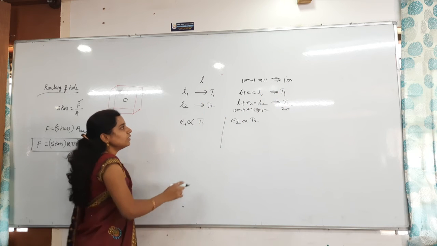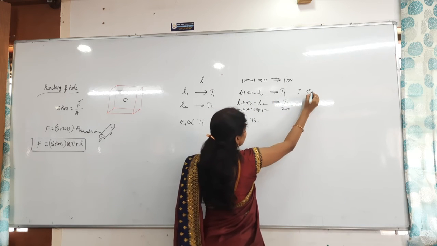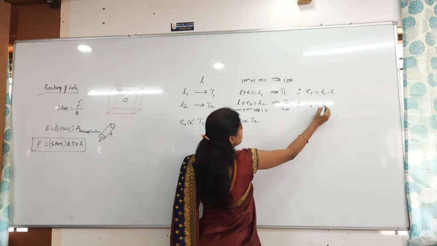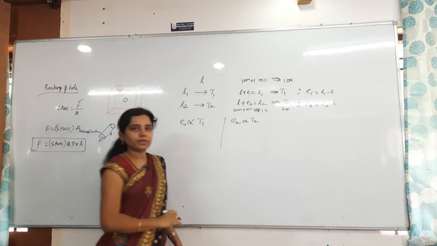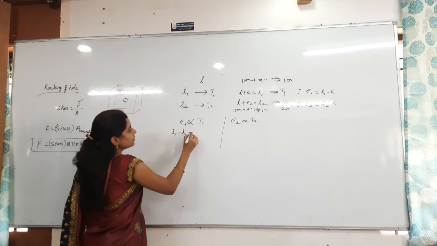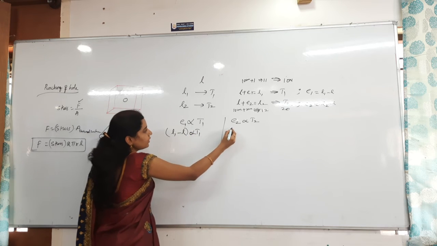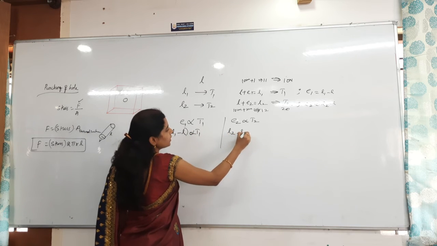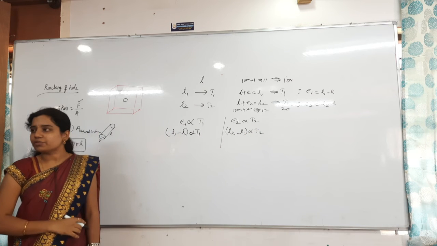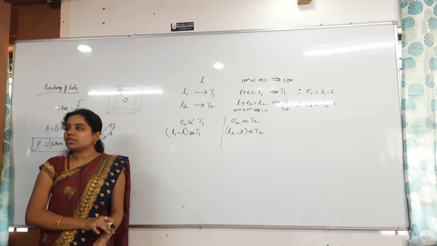So now L plus E1 is equal to L1 means I can write E1 is equal to L1 minus L, and E2 is equal to L2 minus L. Understand it clearly? Then L1 minus L is directly proportional to T1, and L2 minus L is directly proportional to T2. I want to get the L value from this, in terms of T1 and T2 only.